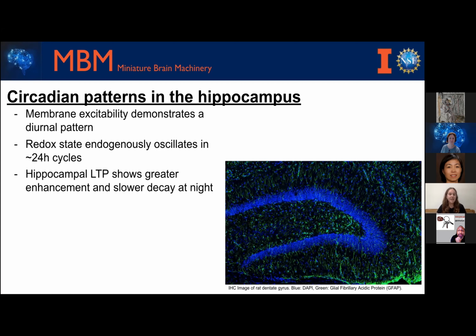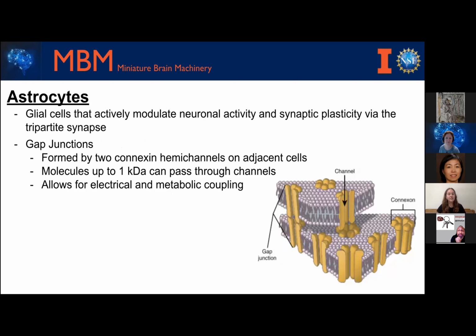brain slices. And then we also know that hippocampal long-term potentiation, or LTP, shows a greater enhancement and slower decay at night than when compared to the day. And this is one of the major experimental models of learning and memory. Specifically, the type of cell that I'm interested in is the astrocyte, which is a type of glial cell that participates actively in the tripartite synapse. They're known to have many diverse functions, but they modulate neuronal activity and also synaptic plasticity.